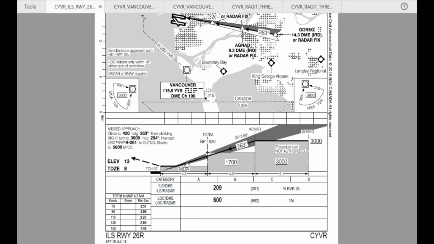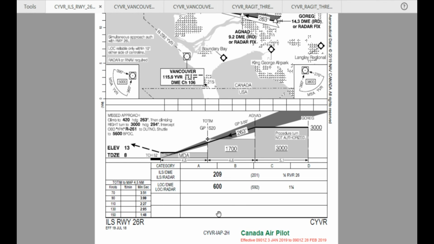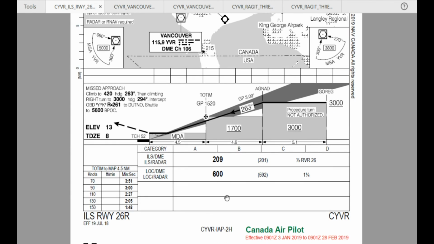All right, so that pretty much covers it, actually, there's one more thing. The final thing here, just this little bottom section. Once again, we can see the name of the approach and the effective date. It's effective from 9:01 Zulu on the 3rd of January 2019 to 9:01 Zulu the 28th of February 2019. So that's only 8 days from the time I was filming this video. And again, the airport identifier right there.